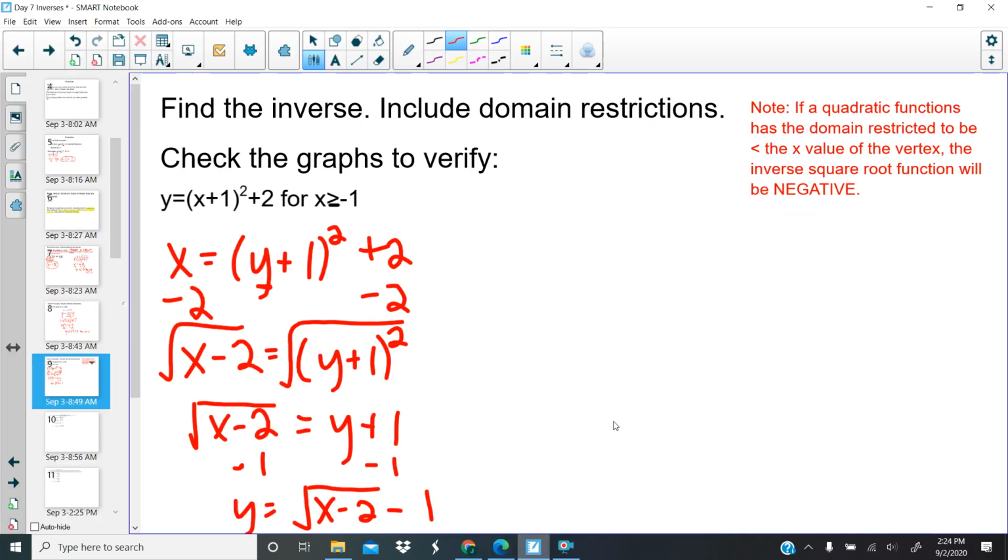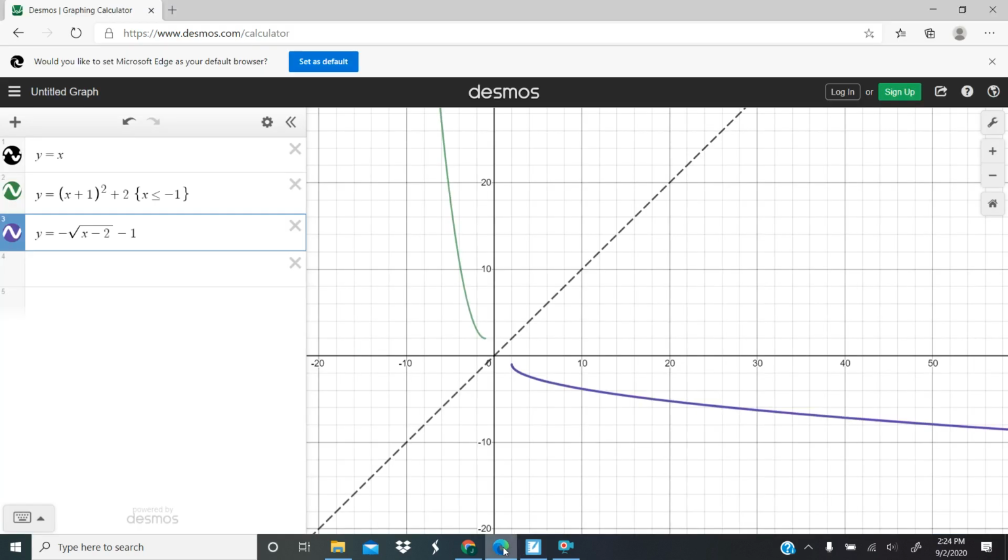So that's how you would take care of that anytime that you have a less than sign there instead of a greater than sign. So if you have any questions about any of this, just let me know. The biggest thing that is building on last year is including those domain restrictions. So please just use Desmos and it should help you out a ton on finding those inverses correctly.